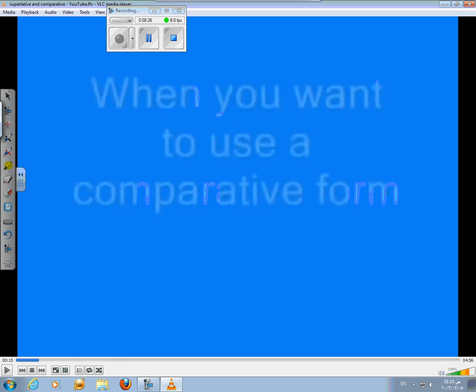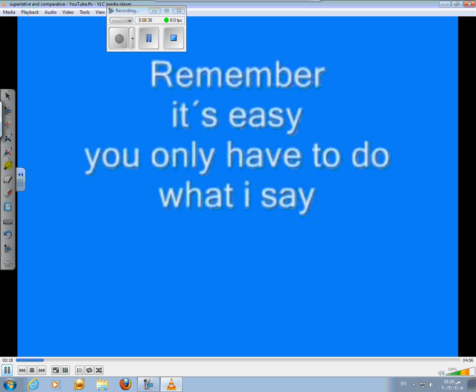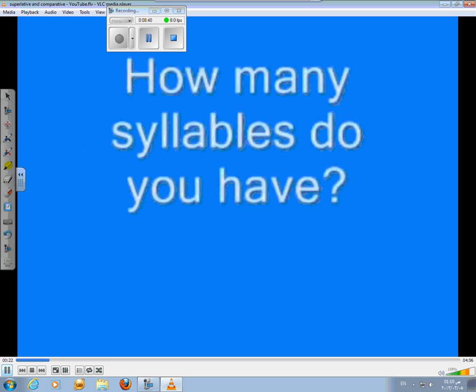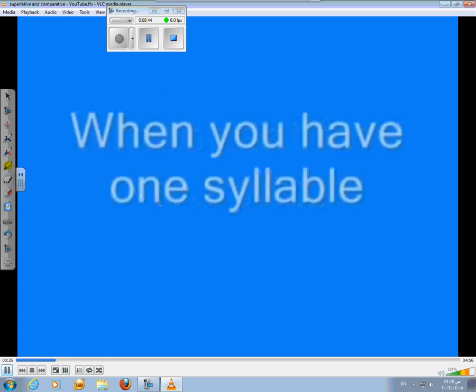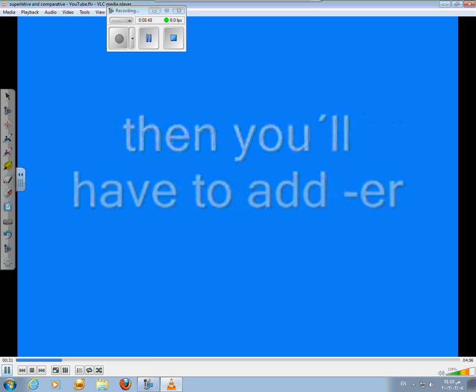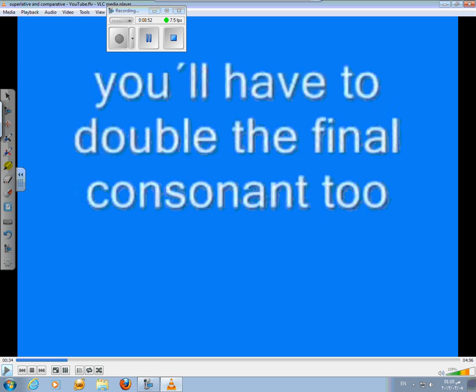Now let's hear another song on the usage of the comparatives and the superlatives. It's easy. You only have to do what I say. How many syllables do you have? It's very important for the start. When you have one syllable, then you'll have to add ER. When the ending is a short vowel with a consonant, you have to double the final consonant.